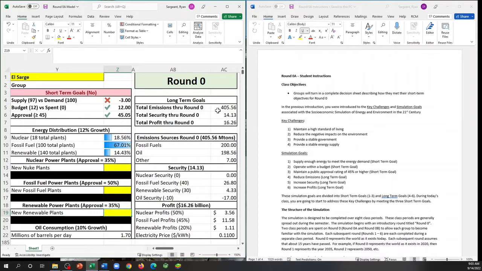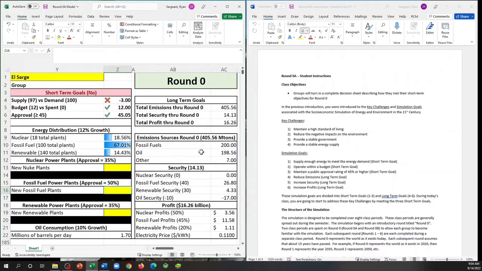What I would do now is sit down with your group, try to come up with different arrays of power plant production that you can build, and then try to decide as a group which one of those different options or different portfolios of electricity production maximizes your profits. You want that to be high, increases your security, and results in the lowest emissions. In round 0, there's no way for you to get your emissions down to 0. You just want to try to get as low as possible. And really, there's not a way yet for you to get away with your short-term goals without building at least some fossil fuel power plants.